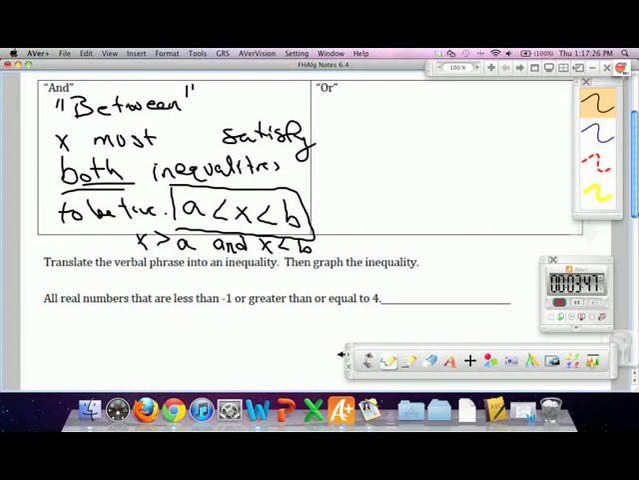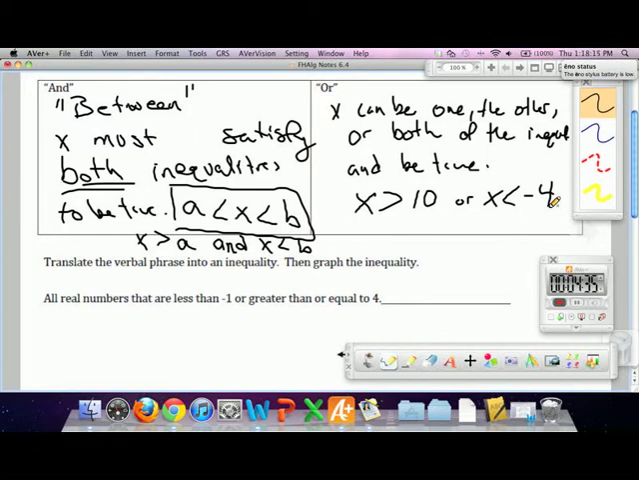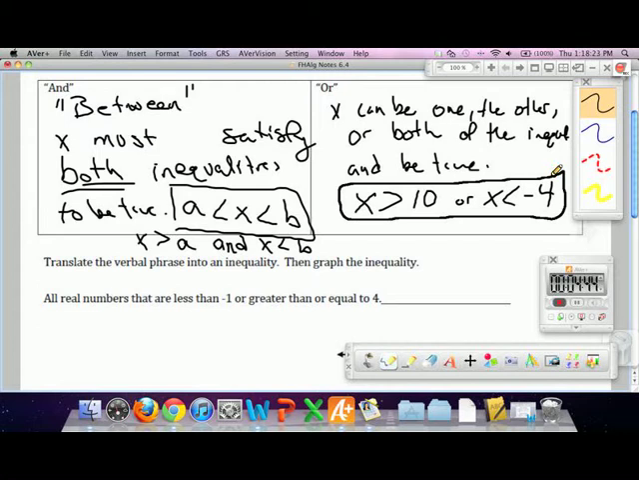And or is kind of more, let's call it inclusive. It's more friendly. It allows for more possibilities. It's kind of bigger in a sense. Or says that x can be one, the other, or both of the inequalities and still be true. And it's generally written like x is bigger than, say, 10, or x is less than, say, -4. You can tell the difference between an and and or, because you always have to write the word or in order to tell it's an or inequality.